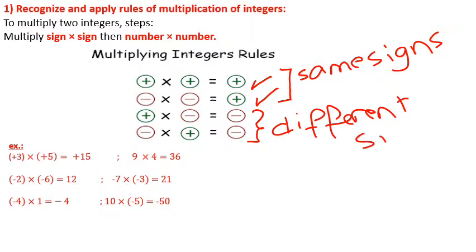As an example, suppose I gave you positive 3 times positive 5. I should say positive times positive is positive, and 3 times 5 is 15. Negative 7 times negative 3, for example: negative times negative is positive. We can write it, or we can write the answer without a positive sign. And 7 times 3 is 21. Negative 4 times 1 is equal to negative 4. Why? Because a negative times a positive is negative, and 4 times 1 is 4.